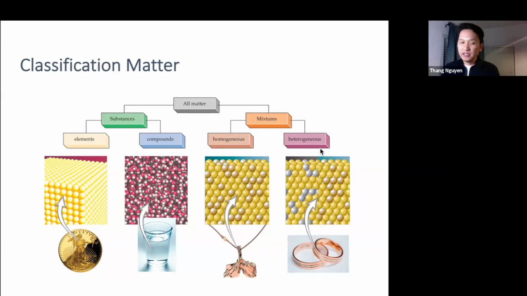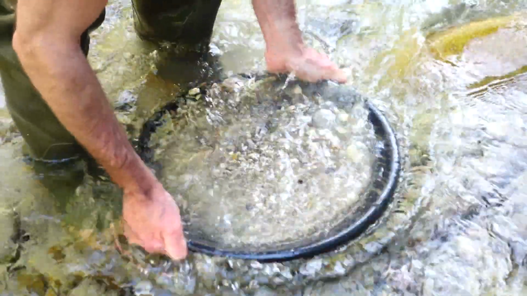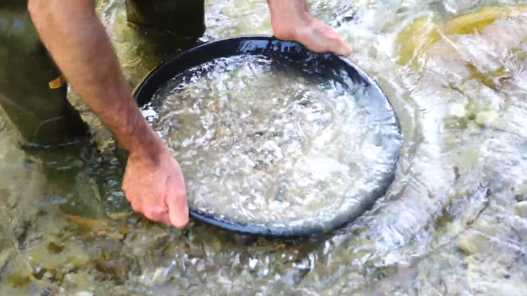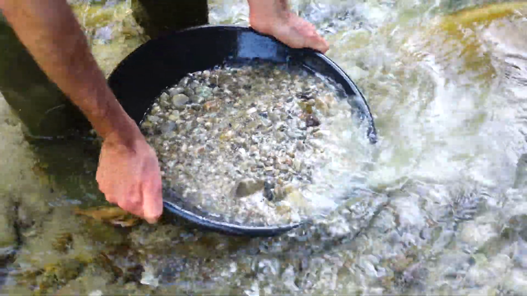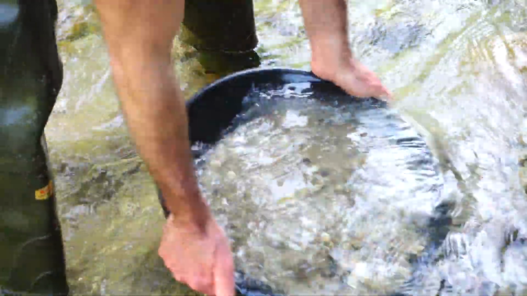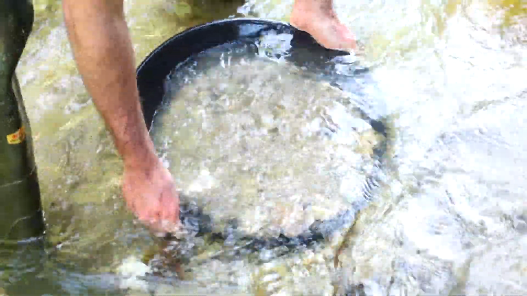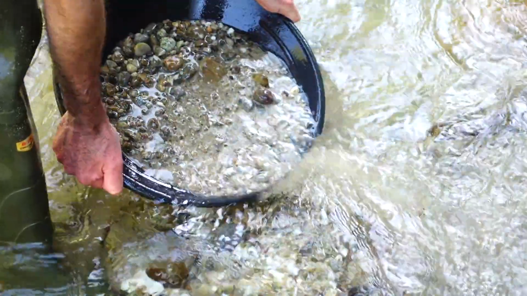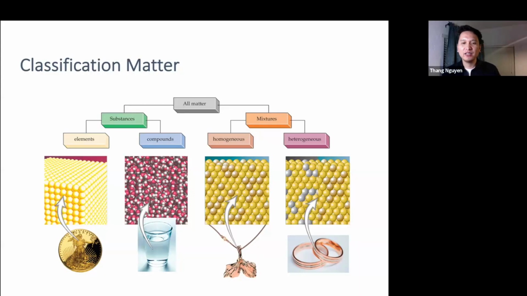Heterogeneous, though, is, for example, if you take that glass of water again and you just add that gold coin in there. Can you see the gold coin in the water? You can, right? So that's why it's heterogeneous. It's different. You can tell the different parts of that mixture from each other. So that's the easiest way to understand homogeneous and heterogeneous.